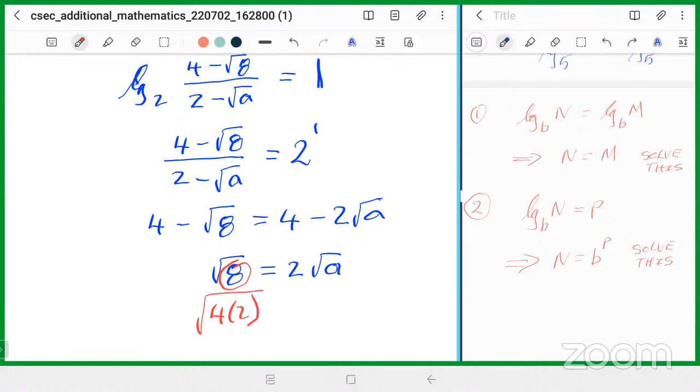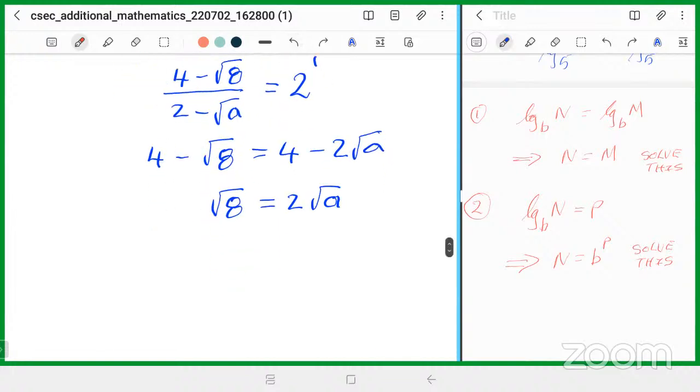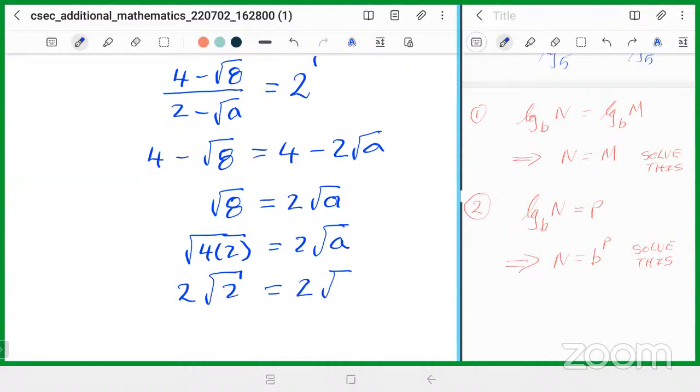And I will square it over it, and I will take the square root of the 4 and bring it out of that 2. That's another way we could do it. Let's do it that way. Then we would have this becoming the square root of 4 times 2 equals 2 times the square root of 8. And then the square root of the 4 is 2. So it becomes 2 times the square root of 2 equals 2 times the square root of 8. So the 2's cancel, and clearly then a equals 2 inside here. The answer is that a equals 2.